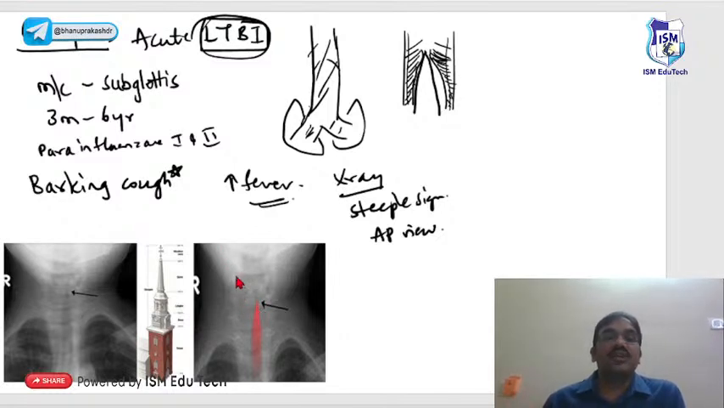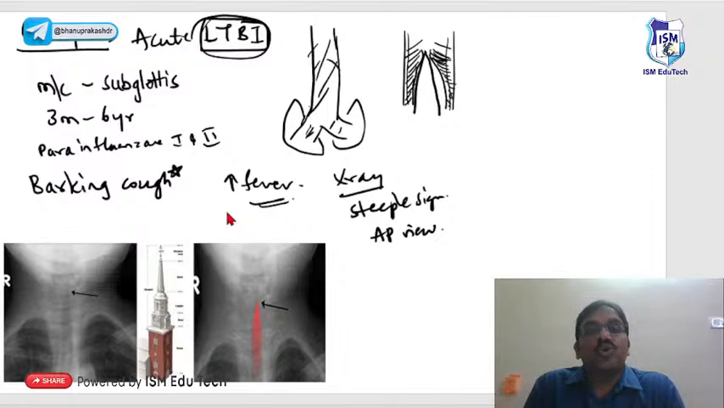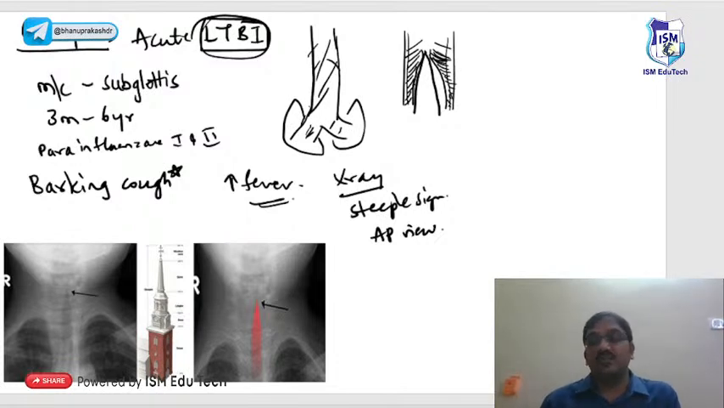Steeple sign. Whenever children aged 3 months to 6 years present to you with a gradually increasing fever, and you are able to hear both inspiratory and expiratory stridor as well, then you have to suspect something involving both the upper airway as well as the lower airway, most commonly the subglottis. You have to go for an x-ray AP view, and if you see a steeple sign, you can confirm the croup and start your regular antibiotic treatment, right? Adequate steroid nebulization will be given.